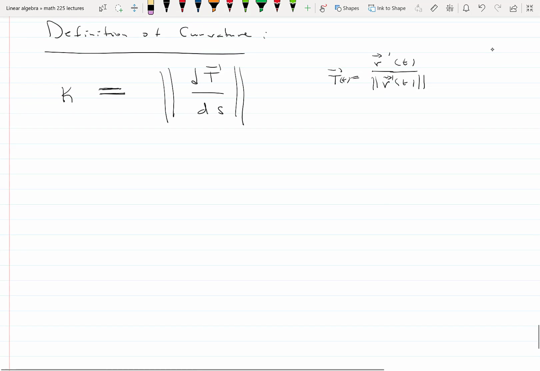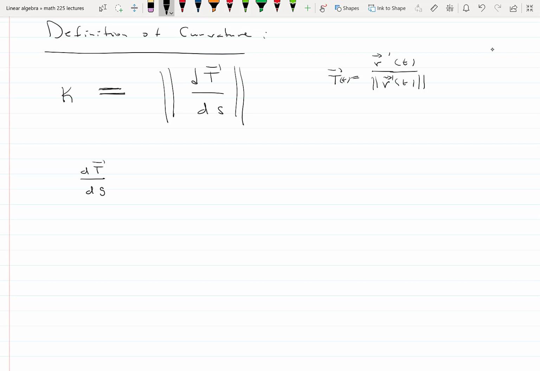Okay, well, we can get that without too much of a problem, so I'm going to derive that for you. I'm going to derive a new formula for curvature. We'll have several formulas by the end of the lecture, but this one gives curvature in terms of time and not arc length.